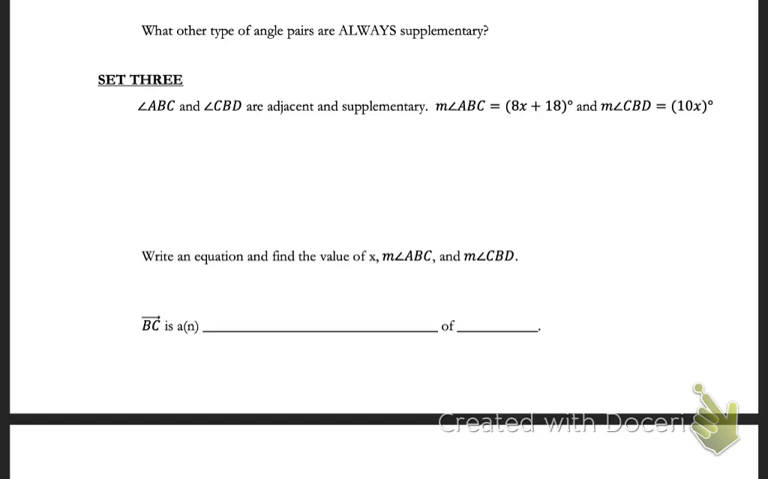Set 3 states that angle ABC and angle CBD are adjacent, so that means they share a side and a vertex, and they're supplementary, so that means they have to add to 180 degrees. We're given the measure of angle ABC and the measure of angle CBD. So I'm going to go ahead and draw a diagram. Now here's my thing. If I know they're supplementary, that means I know my two angles could add up to 180. So I'm going to go ahead and make them a line and split my line into two.